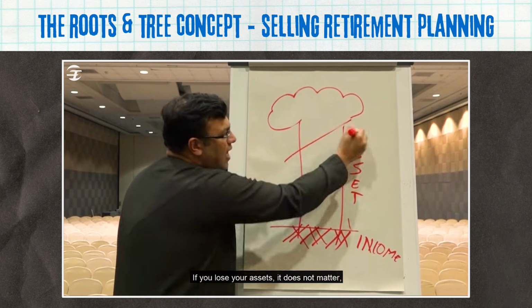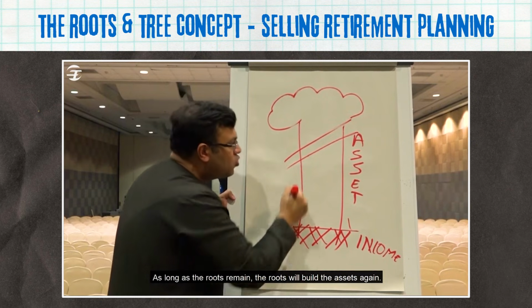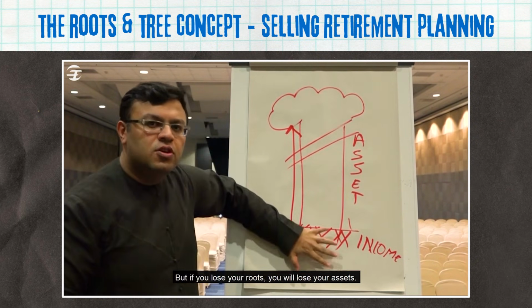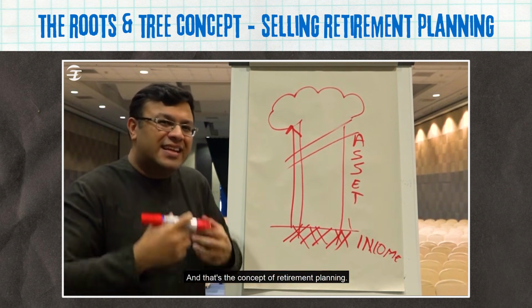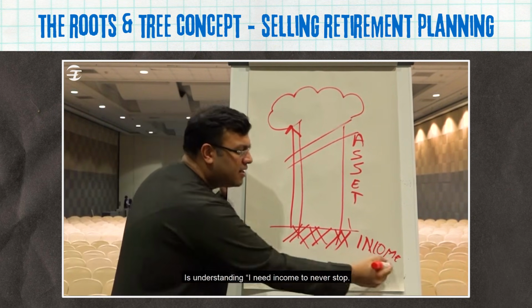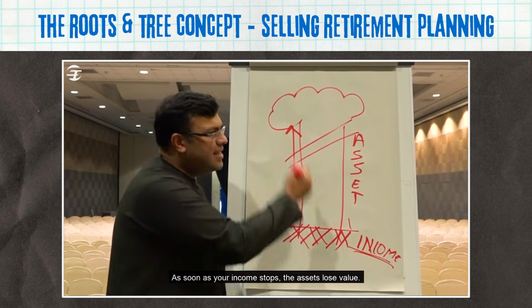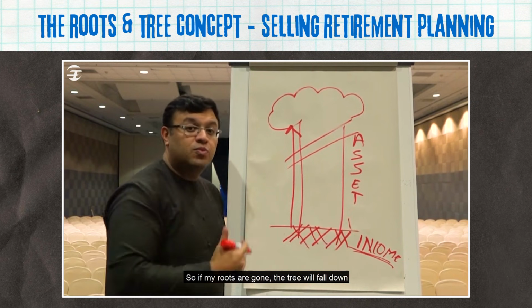If you lose your assets, it does not matter as long as the roots remain. The roots will build the assets again. But if you lose your roots, you will lose your assets. And that's the concept of retirement planning, is understanding I need income to never stop. As soon as your income stops, the assets lose value. So if my roots are gone, the tallest of trees will fall down.